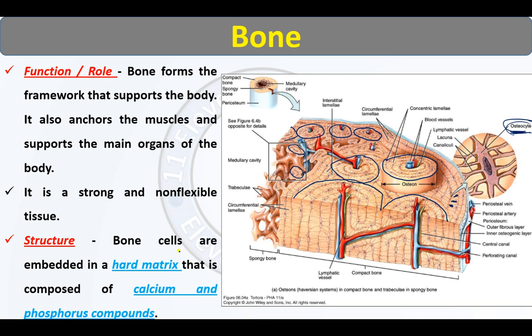Structure. The bone cells are embedded in a hard matrix. Quite clear. Right. The hard matrix is composed of calcium and phosphorus compounds. Just make a comparison. There was blood and the matrix of blood was fluidic and it consisted of proteins, hormones, salts, waste materials, etc. Here the matrix is hard and the matrix is made up of calcium and phosphorus compounds.